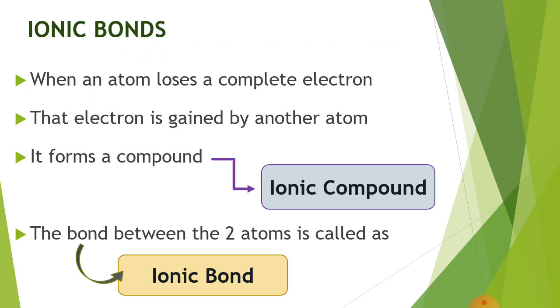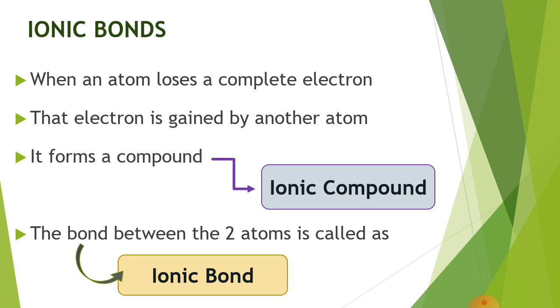As in the previous lesson, we have studied that atoms form bonds to become stable. And to become stable, they form bonds in three ways. Either they gain electrons, or they lose electrons, or the third way is that they share the electrons. By these ways, they become stable.